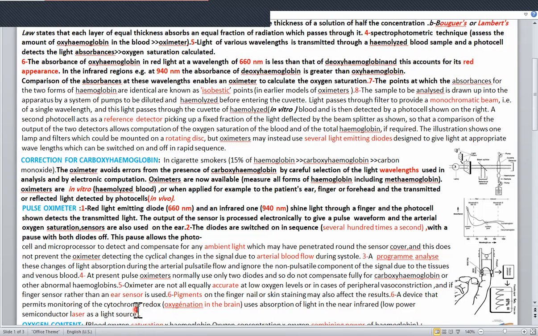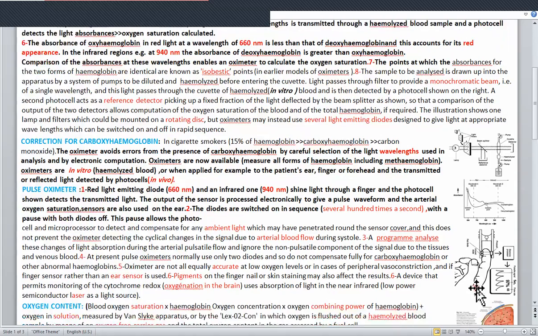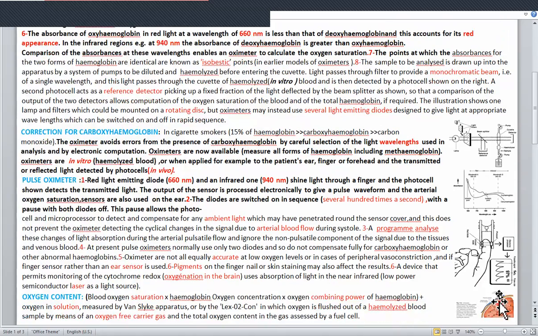The oxygenation of the brain is measured utilizing the cytochrome redox that is present in the brain through absorption of light in the near infrared. The near infrared is being produced by a semiconductor laser. There is an emitting diode and a reflecting diode. Whenever it hits the brain, it comes back, and through this system we can measure the oxygen saturation of the brain.